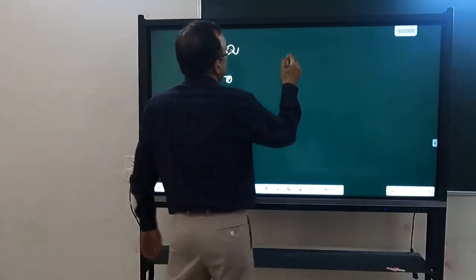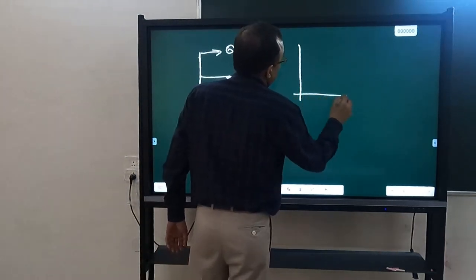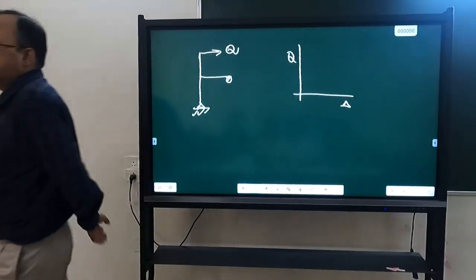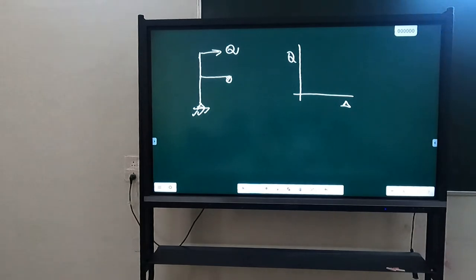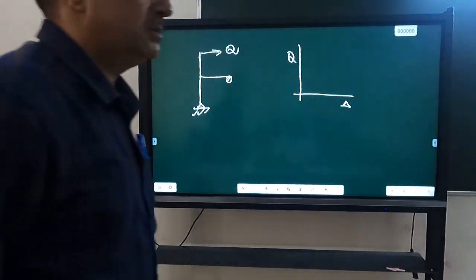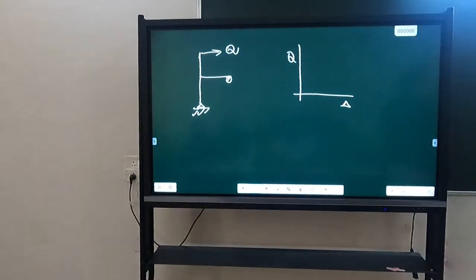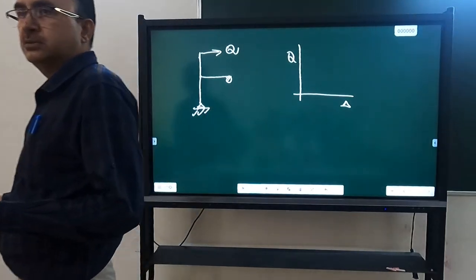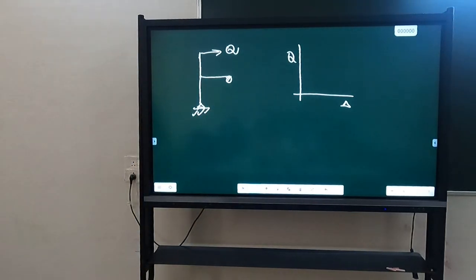Can you plot the deformed shape and Q versus delta for this assembly? Please plot the deformed shape. How is this going to be formed? It is similar to the previous one. The only thing is that one beam I have removed. Isn't it? The left side beam is not there. The rest of it will remain the same. So can you plot Q versus delta for this case?